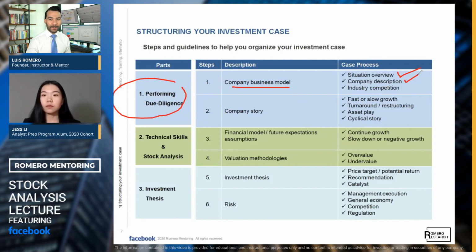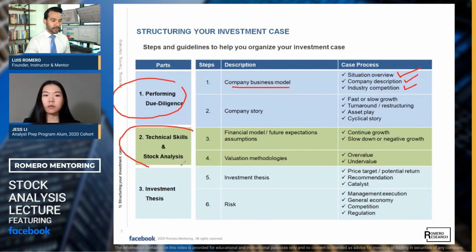Next is a popular term that we like to use: find another company. Next, and lastly, industry. What is the competition? How big is the market share? How fast is it growing? What are the economics? So these are the three main points or pieces of information that you should research and understand when you're focusing on performing due diligence.